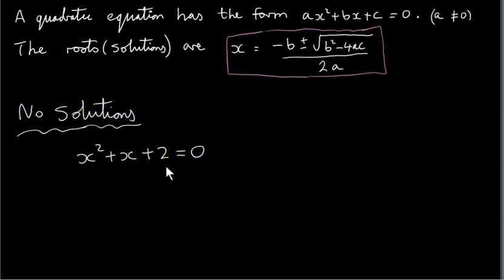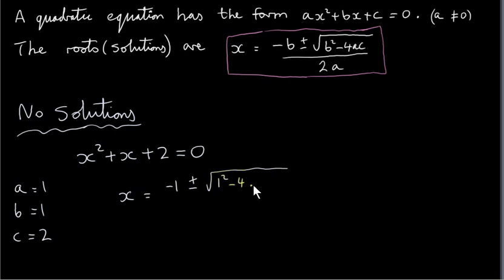Finally, I want to look at a quadratic equation that has no solutions. I want to see what happens. Now, we write down what a, b, and c are. A, the coefficient of x squared, is 1, b is 1, and the constant term is 2. So our solutions are minus b, that's minus 1, plus or minus the square root of b squared, that's 1 squared, minus 4 times a, which is 1, times c, which is 2. And all of this is divided by 2 times a, or 2 times 1.